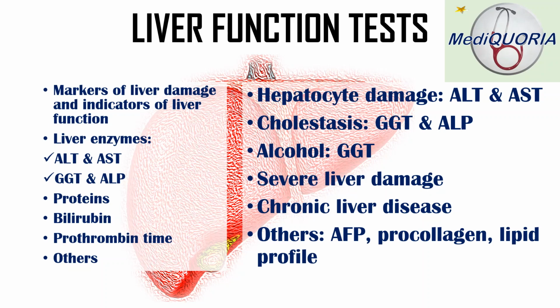There are also other tests of liver function apart from the ones that are done routinely. For example, the levels of alpha-fetoprotein are important in hepatocellular carcinoma. Procollagen is an important marker of liver cirrhosis. The lipid profile could also be altered in cholestasis and other diseases of the liver. These are just some, but not all, of the other tests that could be important in the assessment of liver integrity and liver function.